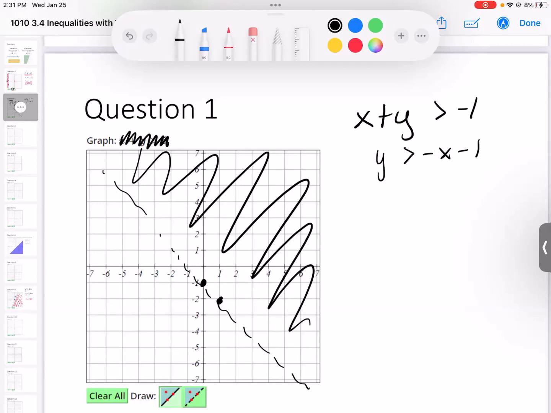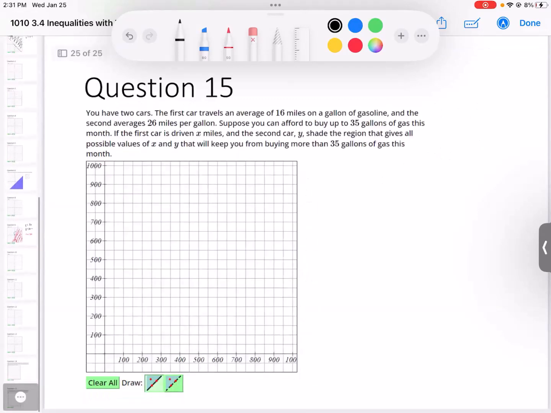Any other questions you guys would like me to go over? Yeah, which number? Oh, yes, the word problem one. So question 15 is a word problem. So if you guys would like to go to question 15 and do this with us, you're welcome to.